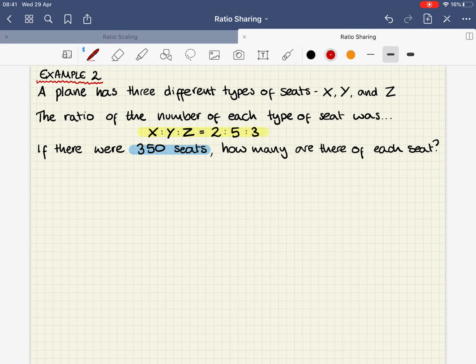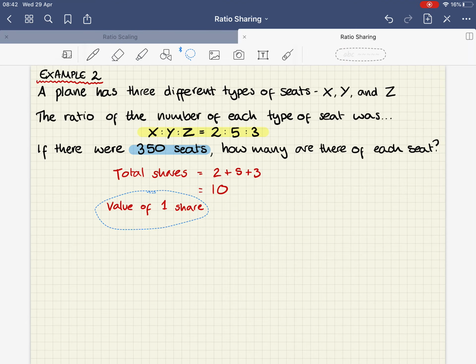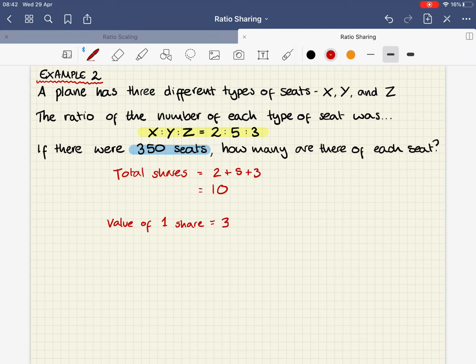Okay, it's the same idea as before. We want to find out our total shares. So we add our numbers in our ratio together. Then we want to find the value of 1 share. So I take that total number, that 350, and I divide it by the total number of shares. So 1 share has the value of 35.